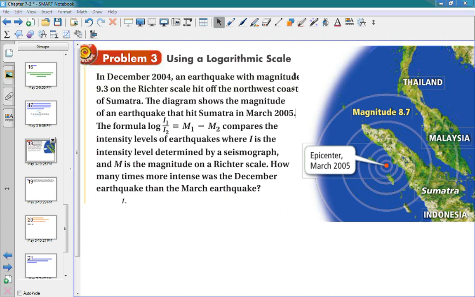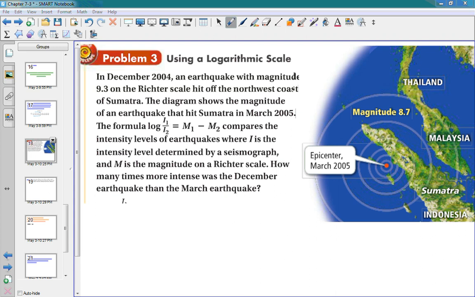The formula log of the intensity of the initial one divided by the intensity of the second one is equal to the magnitude of the first one minus the magnitude of the second one. It compares the intensity levels of earthquakes, where I is the intensity level determined by a seismograph, and M is the magnitude on a Richter scale. How many times more intense was the December earthquake than the March earthquake?